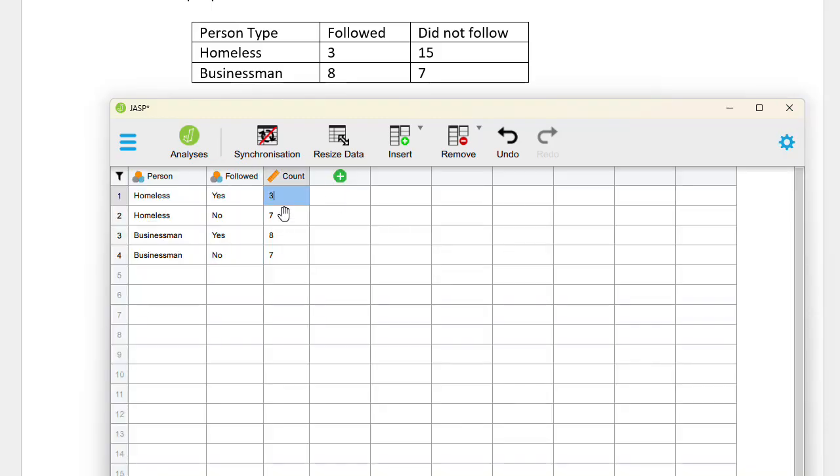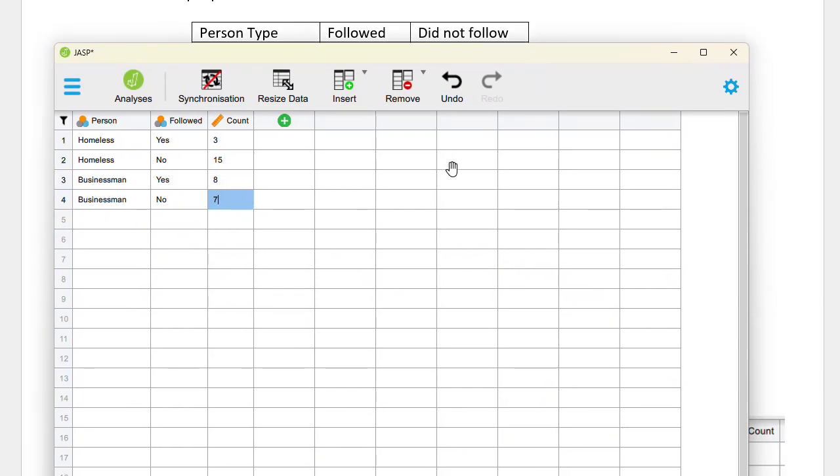And then count is just numbers. You might want to double check. So homeless, yes followed is 3. Homeless not followed is, oop, see, there we go. That was 15. Businessman yes was 8 and businessman no is 7. Okay, so we are now good to go. And I know that seems a little crazy, and that's why I'm talking through that.